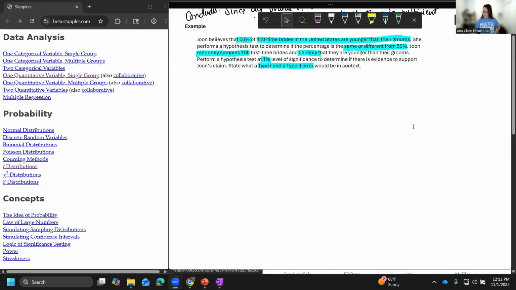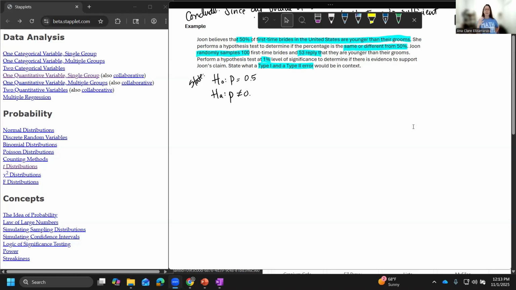So for this problem, we have a lot of information in terms of younger versus different. Which one is our claim? First of all, we are told 50% is what she's comparing. So June is performing a hypothesis test to determine if the percentage is dealing with the categorical data of yes or no, being younger or not. This is a proportion problem. And we're talking about 50%. But her hypothesis test is it is the same or different. That is a not equal to problem.